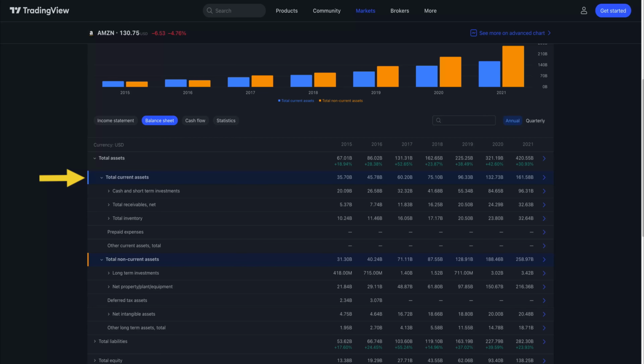And if you expand the subcategories of the total current assets, you will see the cash, short-term investments, account receivable, and inventory are indeed there. And this goes for all the companies, not just for the Amazon that we're looking at the moment. All these assets can be easily turned into cash within the time frame of a year.